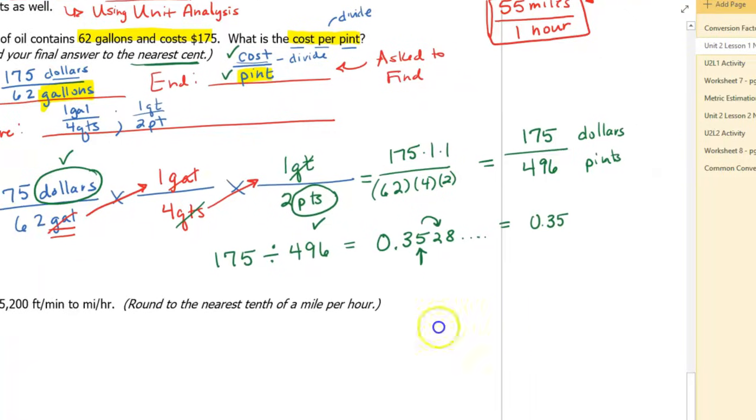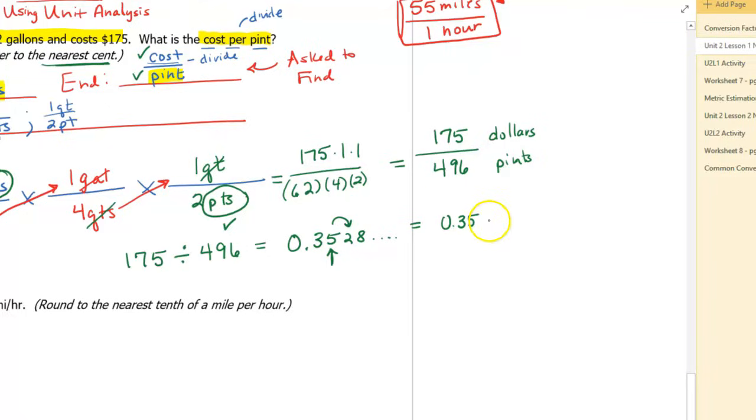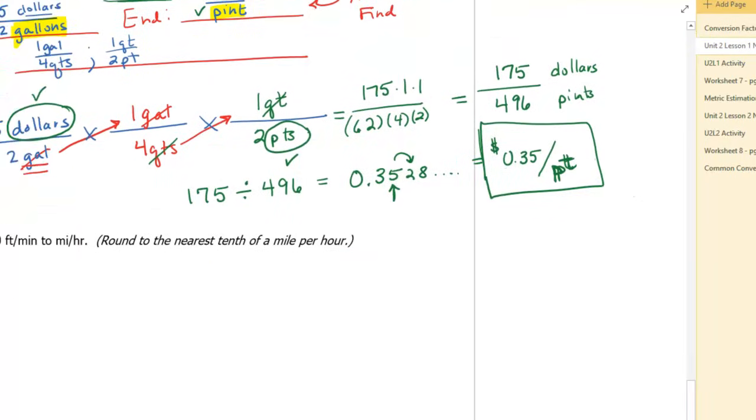0.35 dollars per pint, which we'll symbolize with the dollar sign, and then you usually put the per, and then it's 1 pint, but you normally don't write the 1. It's just understood to be a 1. So our answer is $0.35 per pint, or 35 cents per pint. But if you're using cents, you wouldn't have the decimal place in there. All right, so that's example 7.